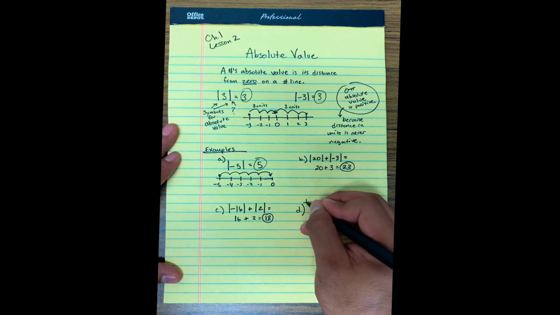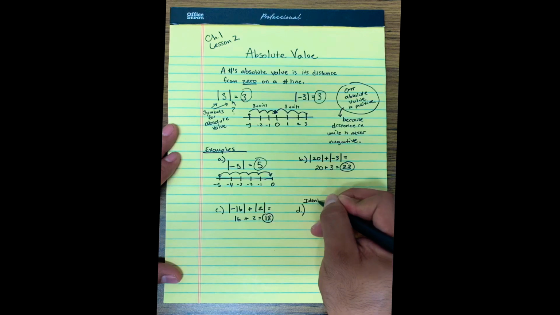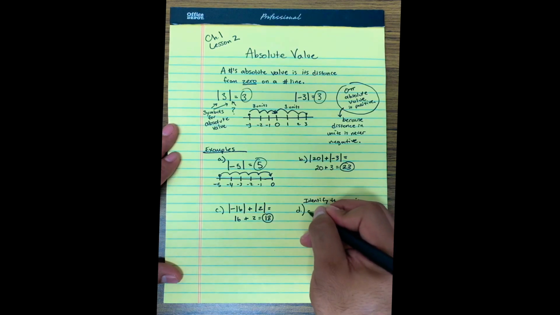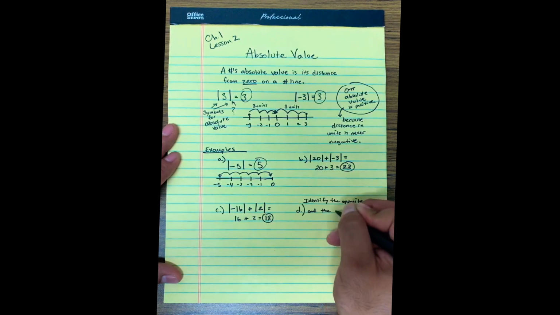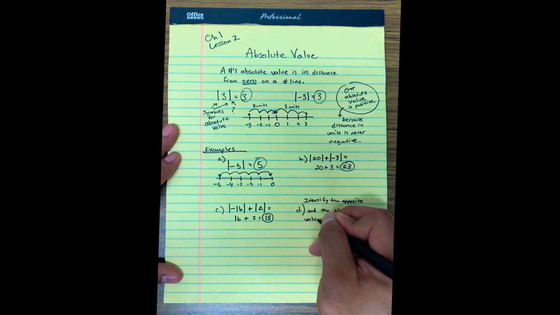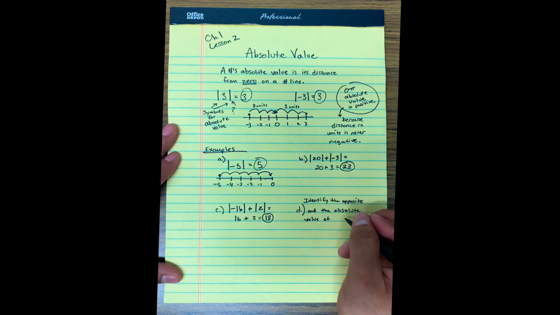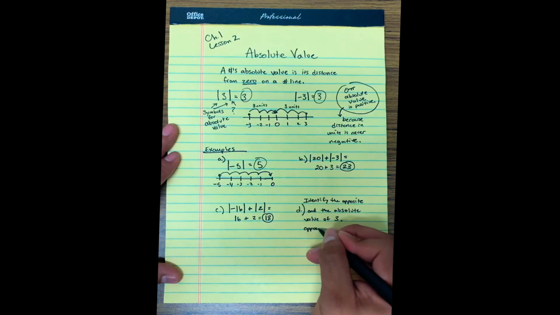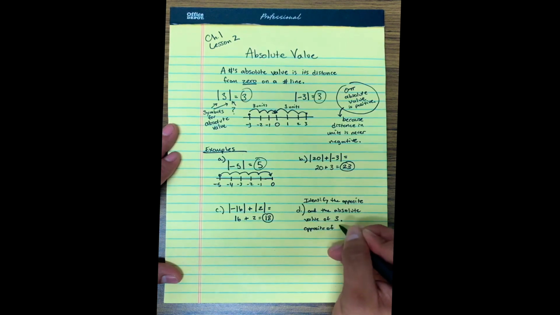And then example D will be asking you to identify the opposite and the absolute value of 3. Now these are just some examples, guys. There's plenty of different ways you might see absolute value. That's why it's good to study your book, study your journal as much as you can.